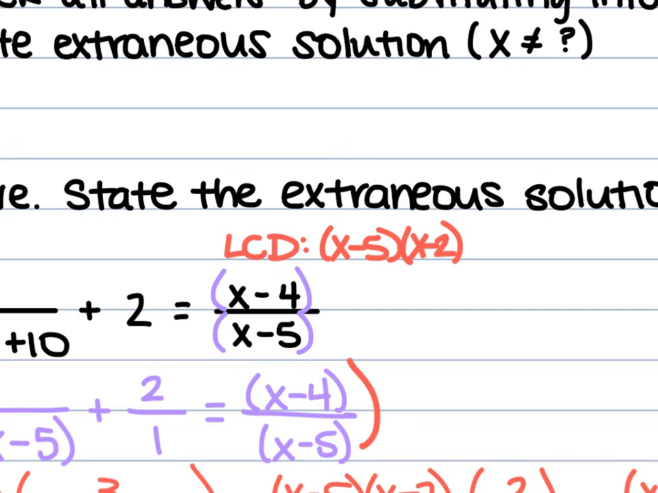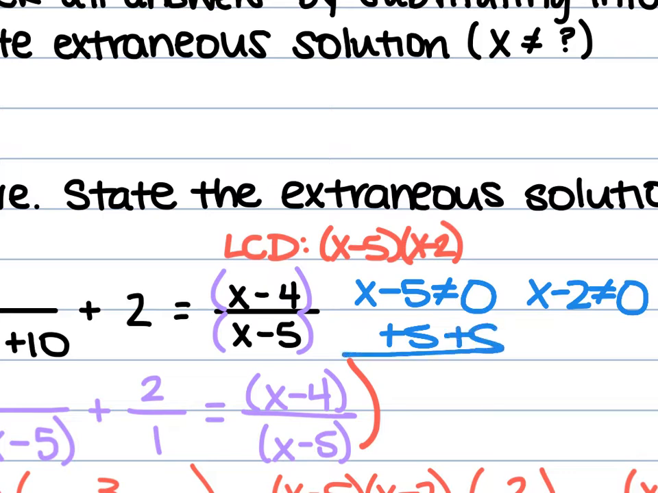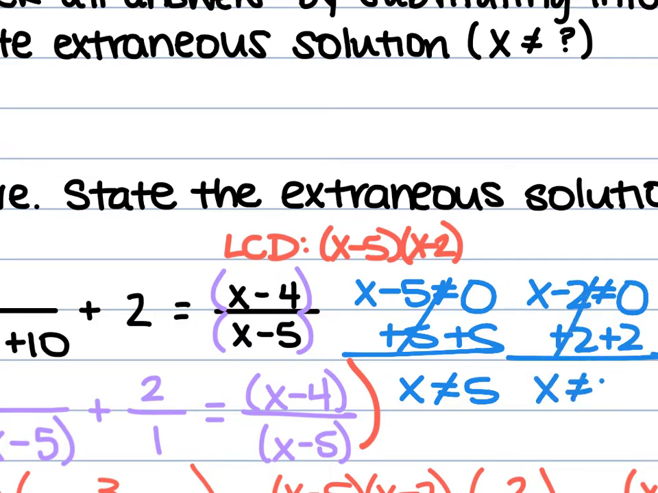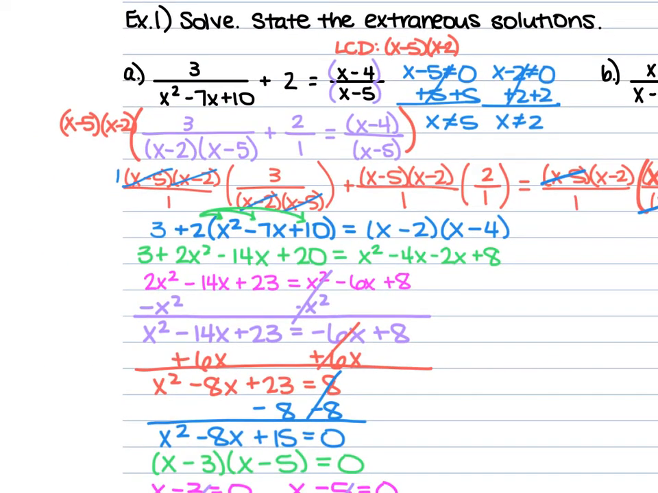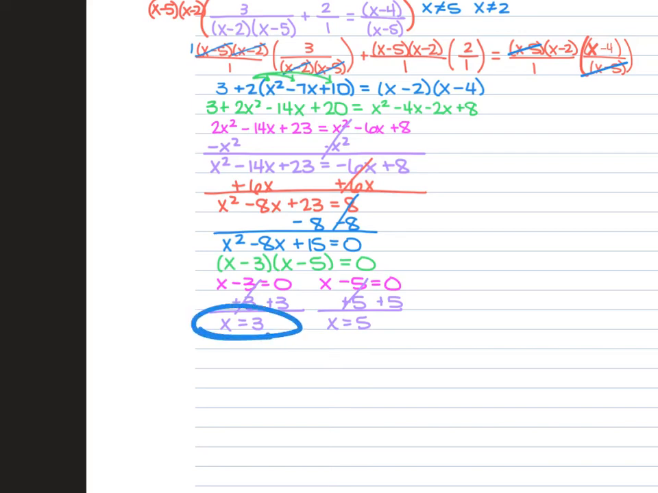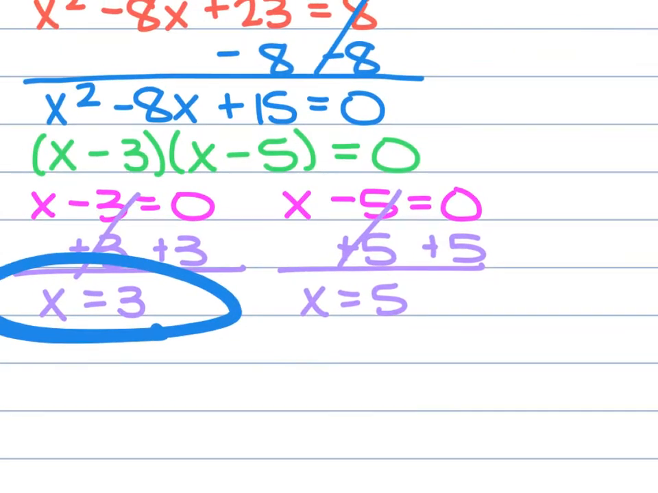Let's do this in a different color. So x minus 5 cannot equal 0. X minus 2 cannot equal 0. Add the 5, x cannot equal 5. Add the 2, x cannot equal 2. So the only solution here that we have is x is equal to 3. This x is equal to 5 is an extraneous solution.